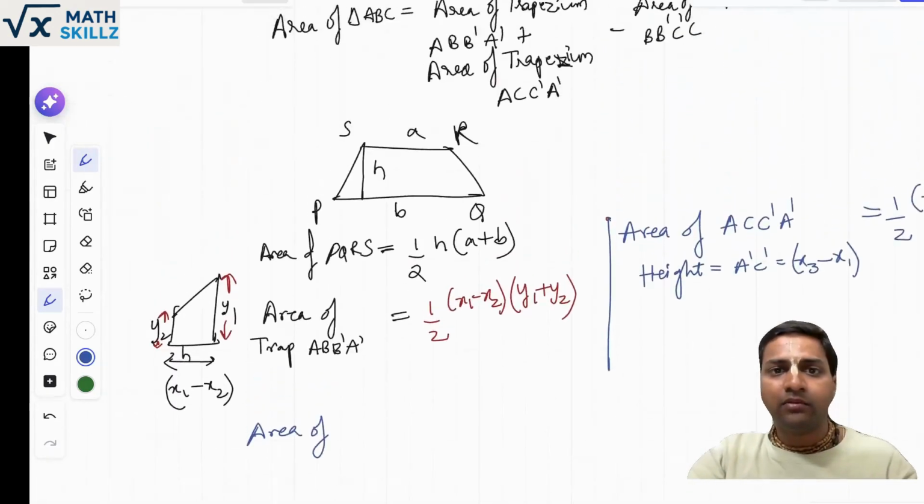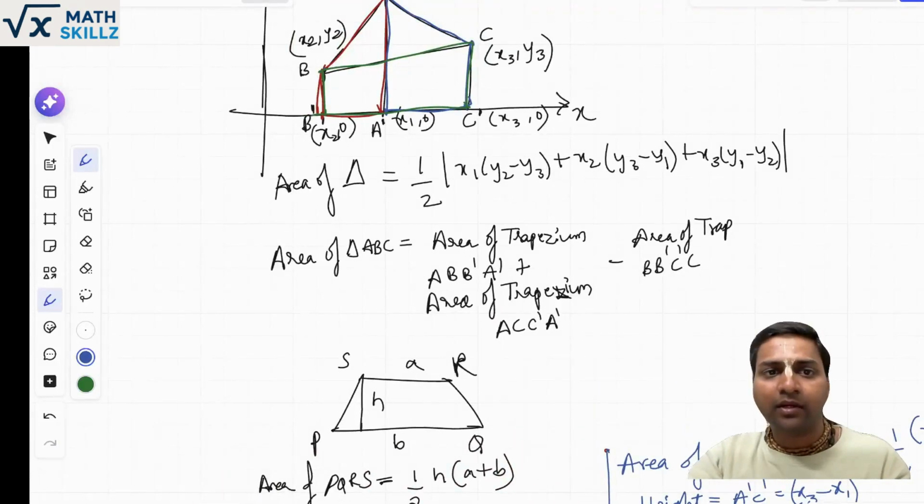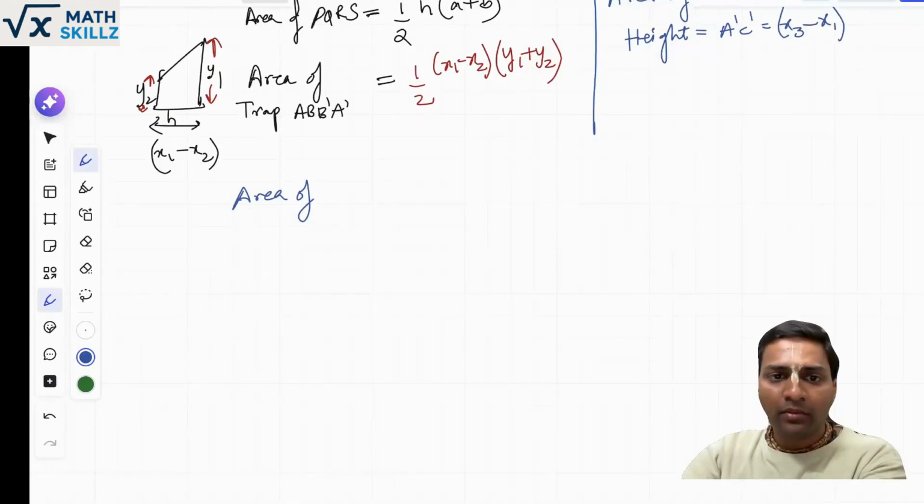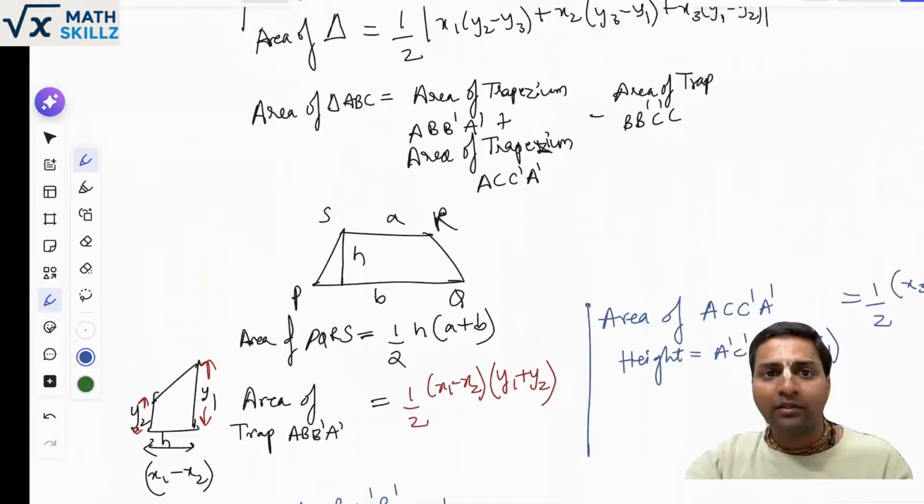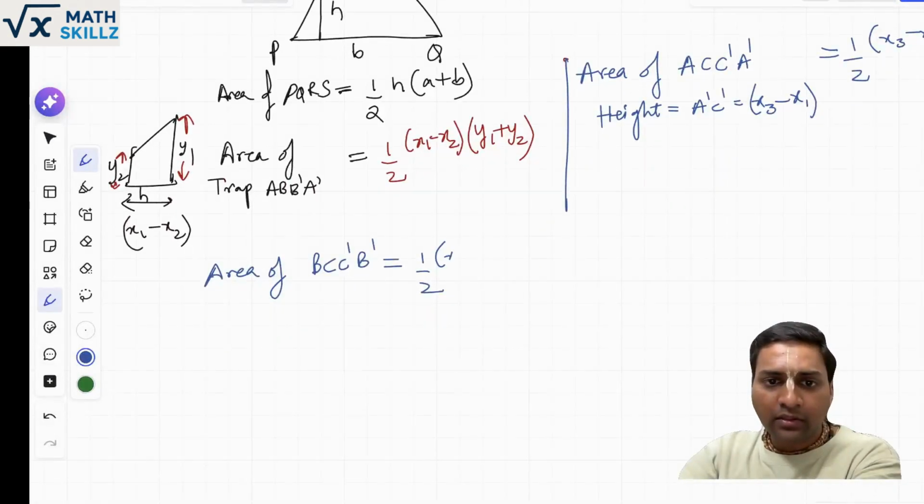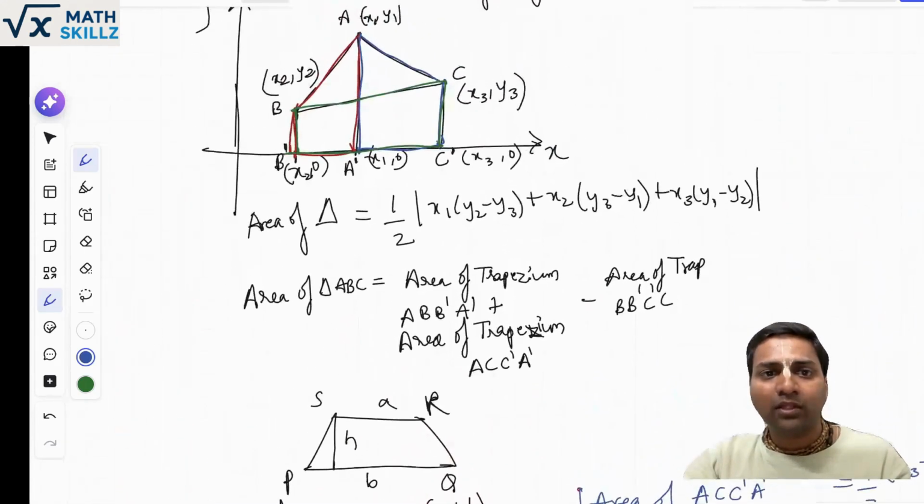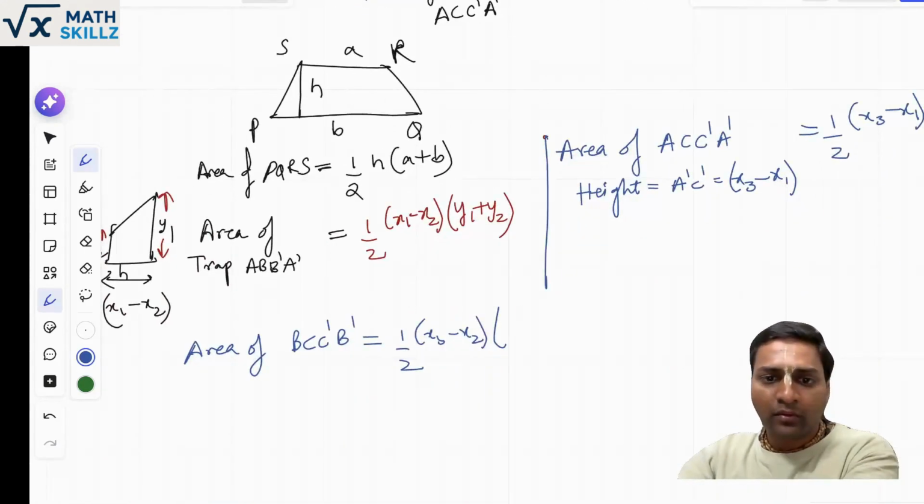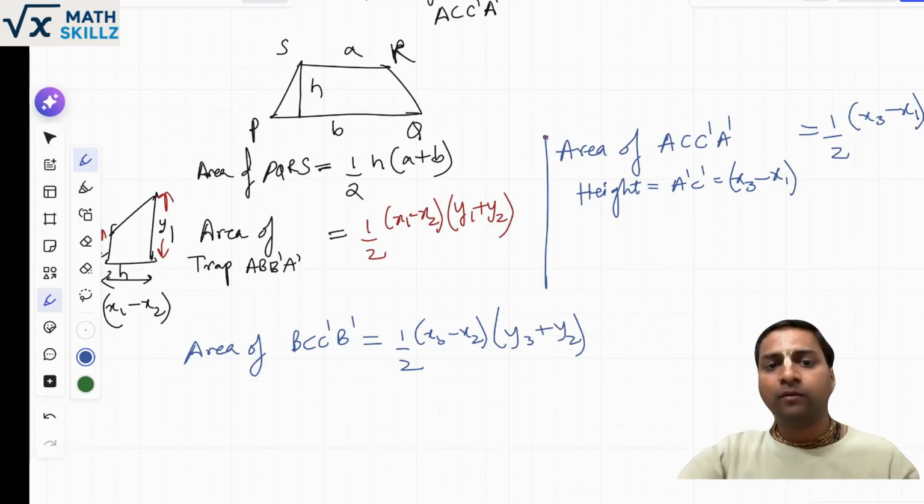Now similarly, finally finding the area of trapezium BC C dash B dash, which is equal to half into height. Now what is the height? Height is x3 minus x2, into the sum of the parallel sides, that is y3 plus y2. Now I got the formulas for all the trapeziums.